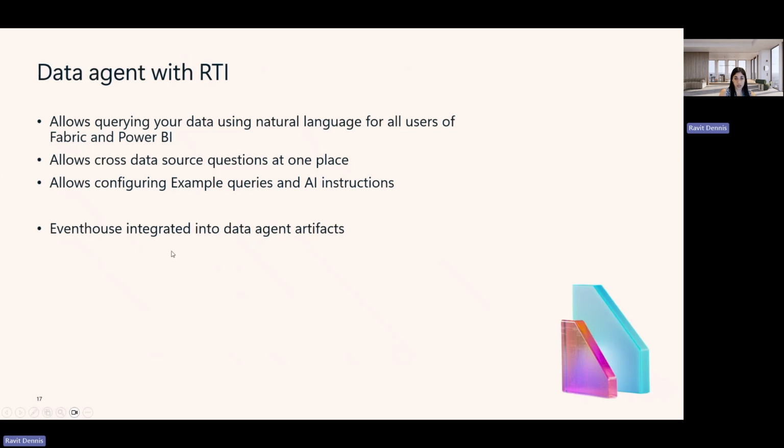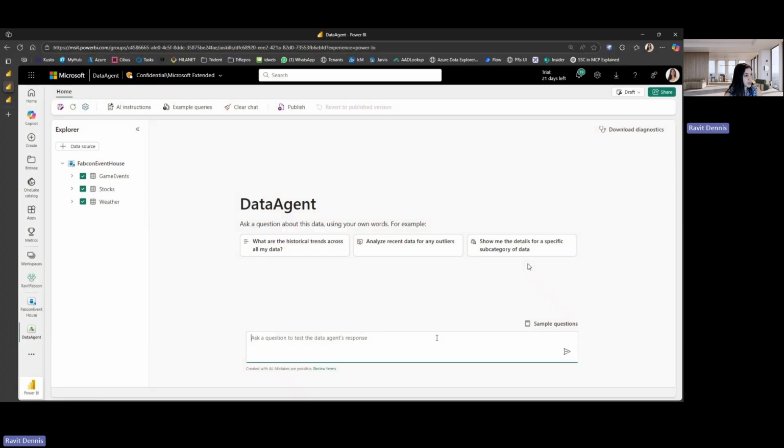And Event House is a data source that's integrated into the data agents. Okay, so let's see a demo for that. So here I have my data agent artifact on Fabric. I've already hooked it up to my Event House on the left side. You can see it has 3 tables connected to it.